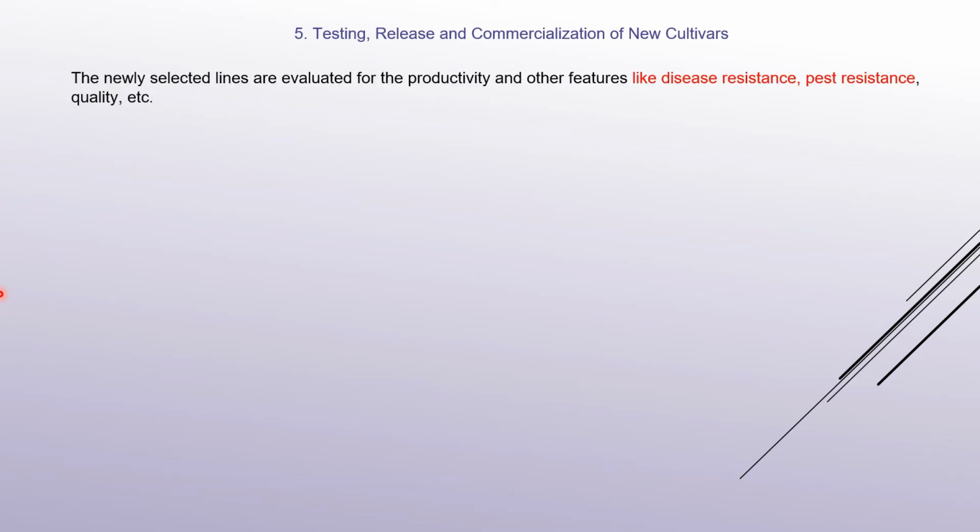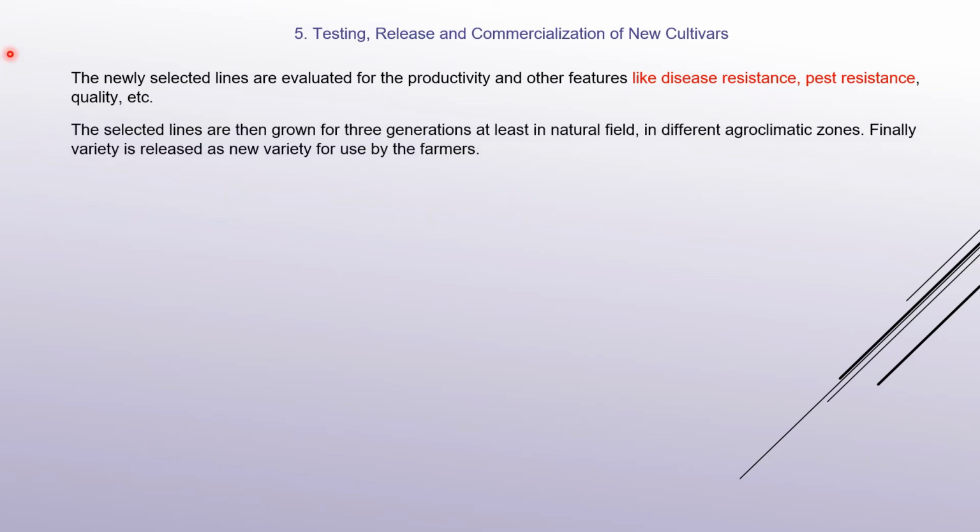Your last step is the testing, release and commercialization of the new cultivars. What you are supposed to do in this step is that the newly selected lines are evaluated for productivity and other features like disease resistance, pest resistance, quality, etc. The selected lines are grown for at least 3 generations in natural fields in different agroclimatic zones. This agroclimatic zone is very important because all the plants are not subjected to only one climatic condition. They require different types of climatic conditions. Finally, the variety is released as a new variety for use by the farmers.